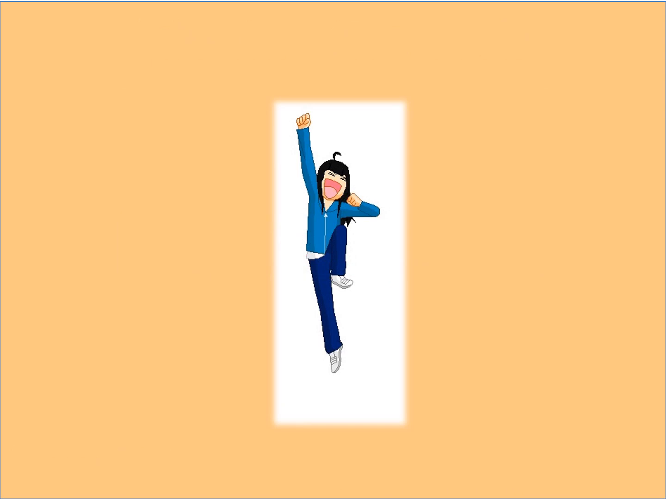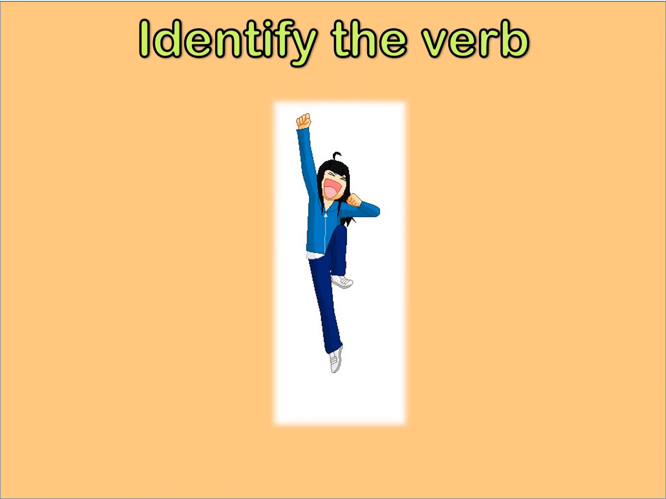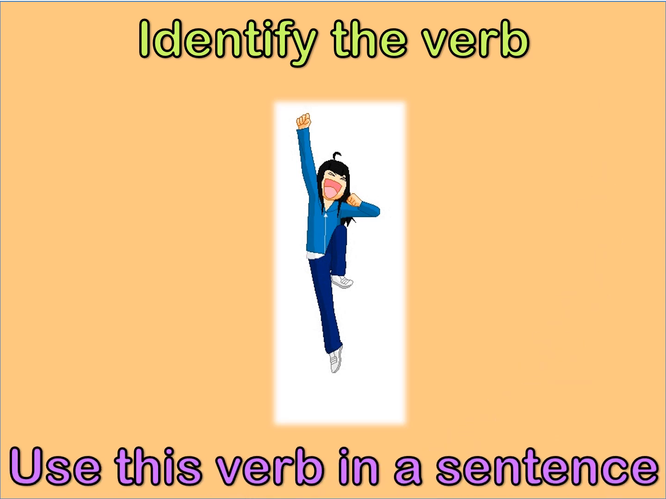Identify the verb. What do you think that verb is? I think we could say it's a few verbs. Maybe shout, scream, jump. Use this verb in a sentence. I know you can make up your own sentence, but I would say, the girl jumps because she is so excited that it is her birthday today.